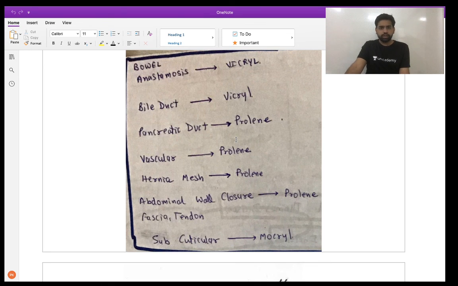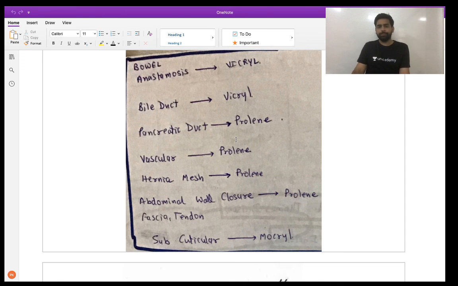Along with that, what else can you use? Along with the proline, PDS can be used. Monofilament sutures can be used for that. So proline is usually not used. What we use is a PDS. Please understand this, guys.